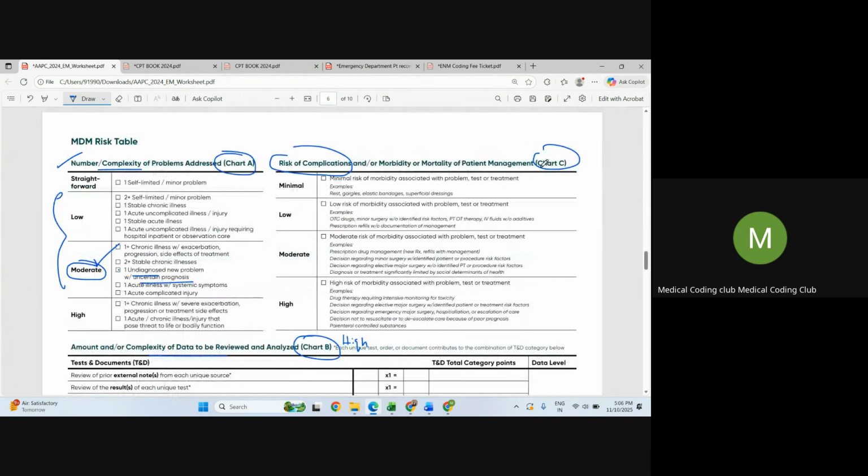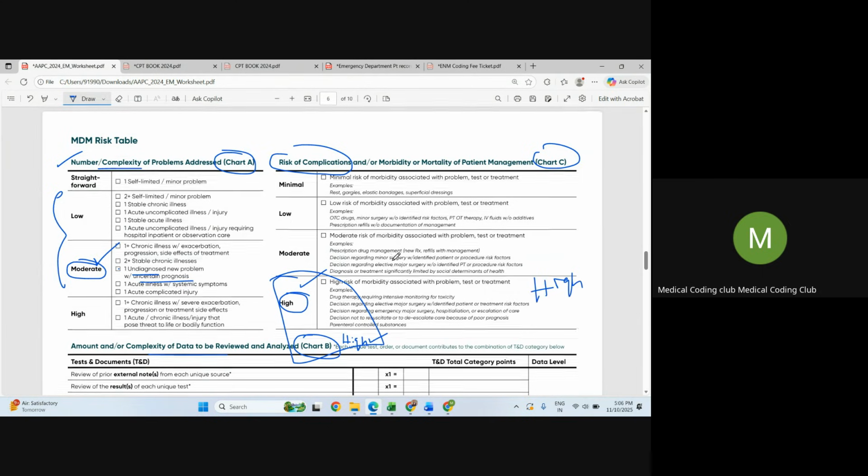And lastly, coming to chart C, which is risk, here they made a decision regarding hospitalization. The ED physician asked the patient to get admitted to the hospital. So the admission part is considered as decision regarding hospitalization. That hospitalization comes here in the high. So risk chart C is also high. Chart C and chart B are meeting as high level. So you are taking these two as meeting points, and your MDM will be high MDM.